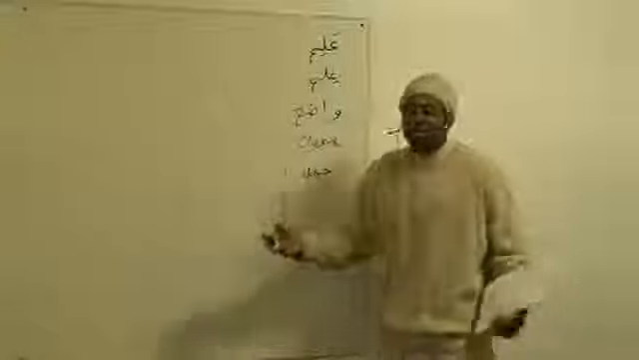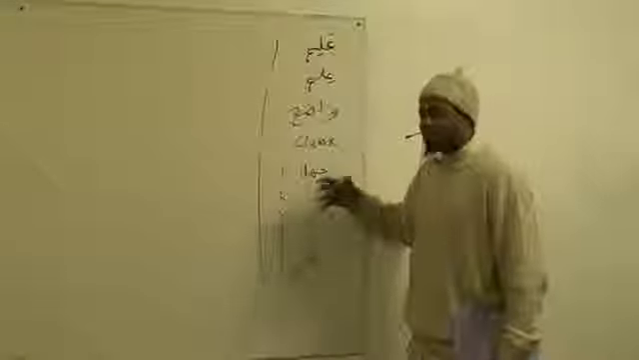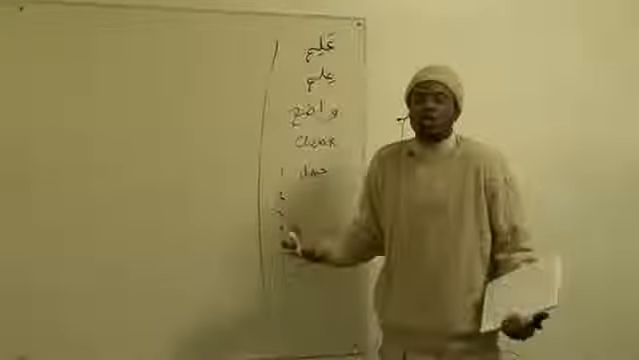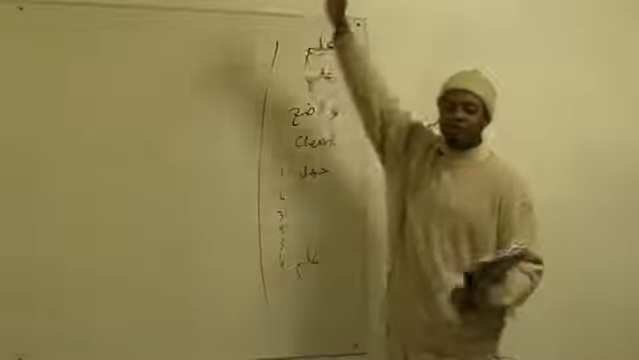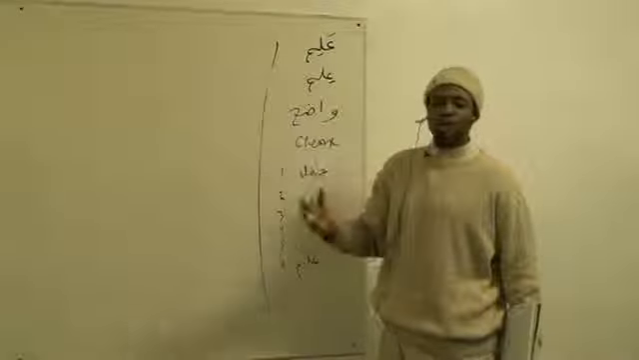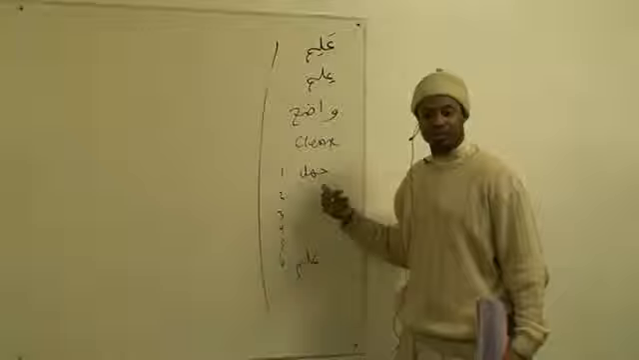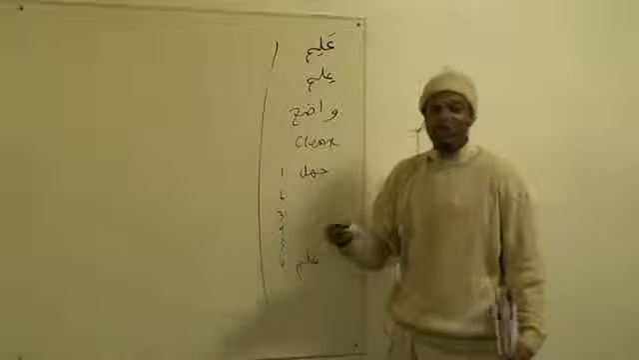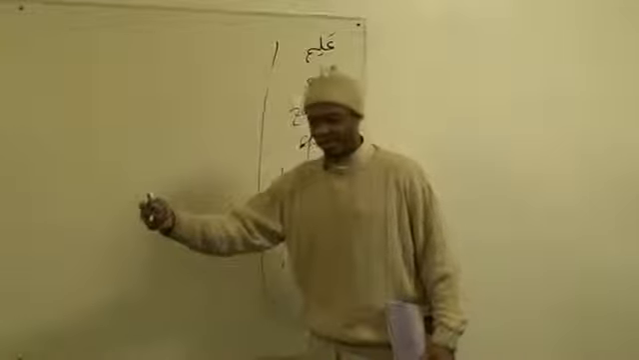These are the issues you need to know. Jahl basit, basic ignorance, is just not to know something at all, bil kulliyah, completely. Who knows math? 1 + 1 is what? 2, you don't have to think about it. Who can tell me about quantum physics? So we are jahl, we're ignorant. Jahl basit, because someone who's ignorant about something knows he doesn't know that thing so well.